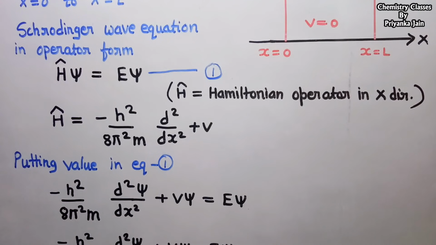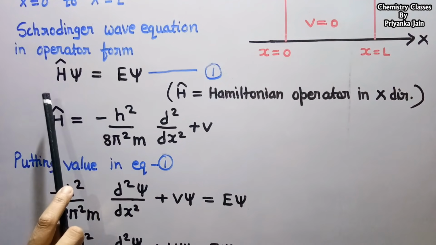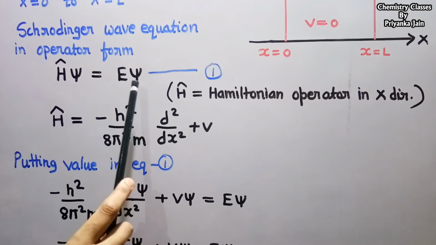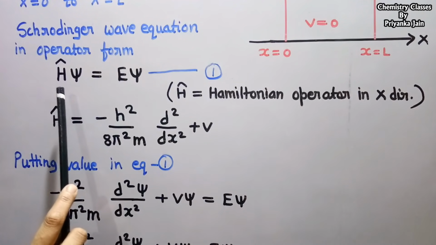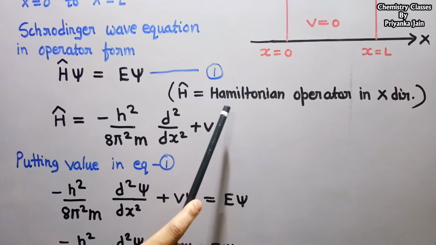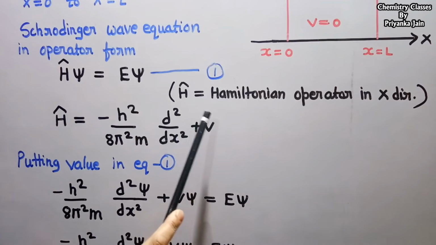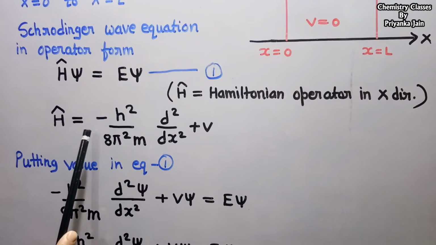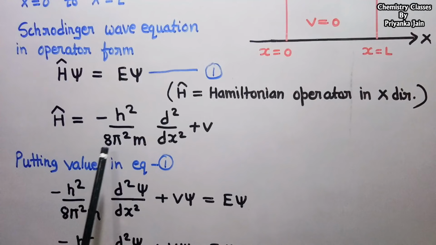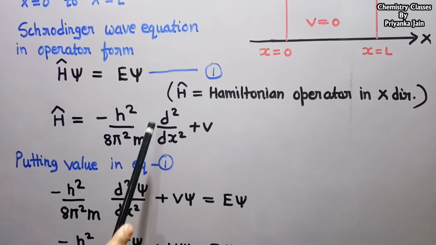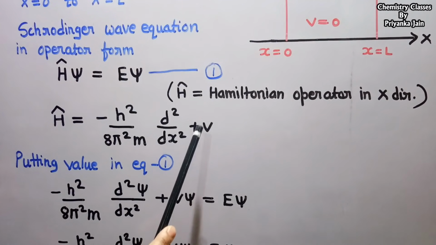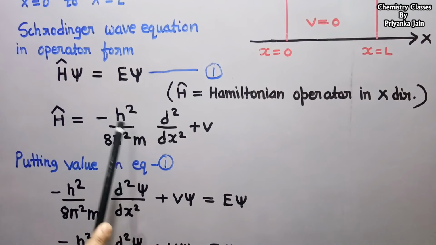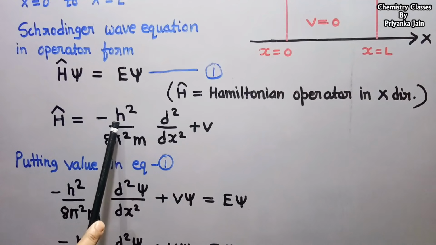The Schrodinger wave equation in the operator form will be like this. It means H psi is equal to E psi, where H is the Hamiltonian operator in the x direction. And this Hamiltonian operator is given by this equation: H will be equal to minus h square upon 8 pi square m d square upon dx square plus V, where V is the potential energy, m is the mass and h is the Planck's constant.